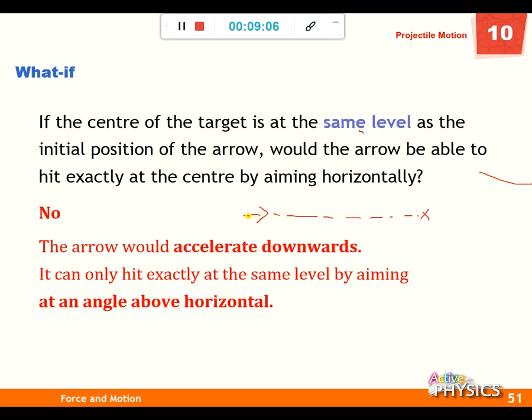Even if this one aims at the target, because we have gravity, the path should be projectile motion. If you want to hit the target at the same level, what should you do? You should have a projection angle at a certain angle, and then the projectile should be like this. Then you can hit the target.